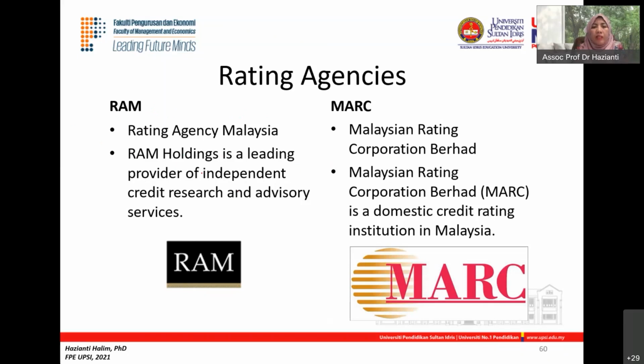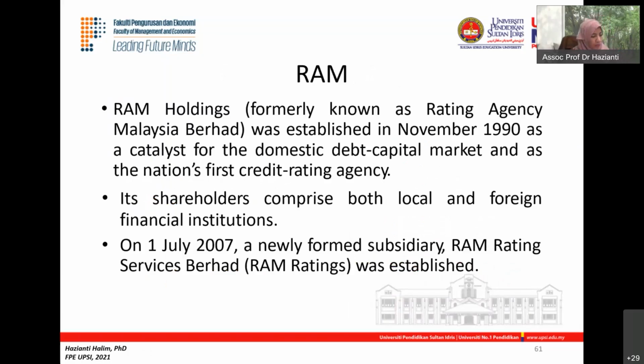So RAM Holdings is a leading provider of independent credit research and advisory services. Similar to fundamental and technical analysts, these rating agencies also provide credit research and advisory services, and they come up with a list of ratings. Similar with MARC, Malaysian Rating Corporation Berhad. It is a domestic credit rating institution in Malaysia. So M stands for Malaysia. Right, let's look at one by one. Let's look at RAM first.